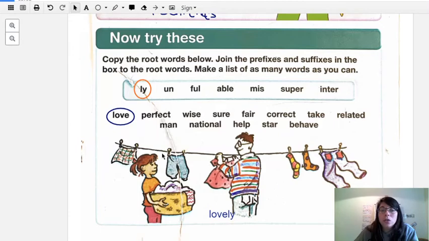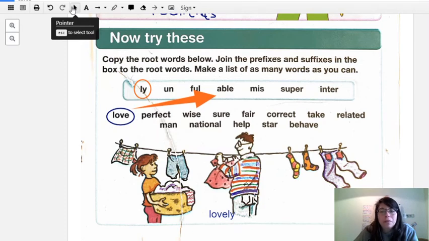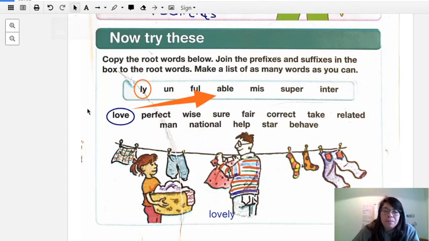Okay? I can also create the word lovable. I can combine it. Ooh, let's use this arrow. I don't know if this works very well, but I can combine it with able. Okay? But I cannot create crazy words like super love. What's that? What's super love? But I can create unperfect. And I can say perfectly.